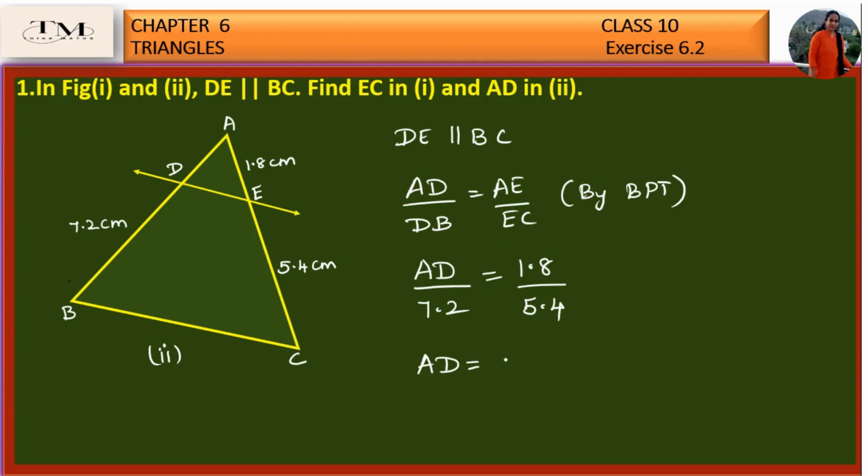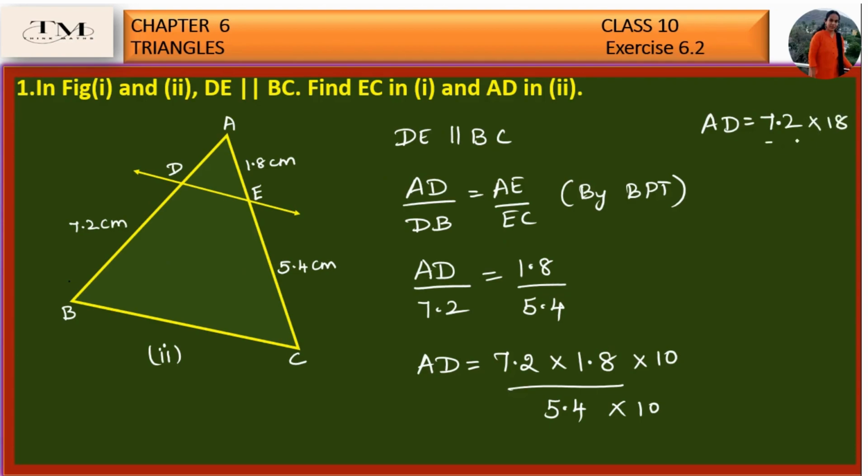AD will be equal to 7.2. This is in the denominator. When I change the side, it will be in the numerator: 7.2 into 1.8 divided by 5.4. If you have a decimal in the denominator, before one place, we have to multiply by 10. So if you multiply by 10, AD will be equal to 7.2 as such, 1.8 into 10 is 18, 5.4 into 10 is 54.